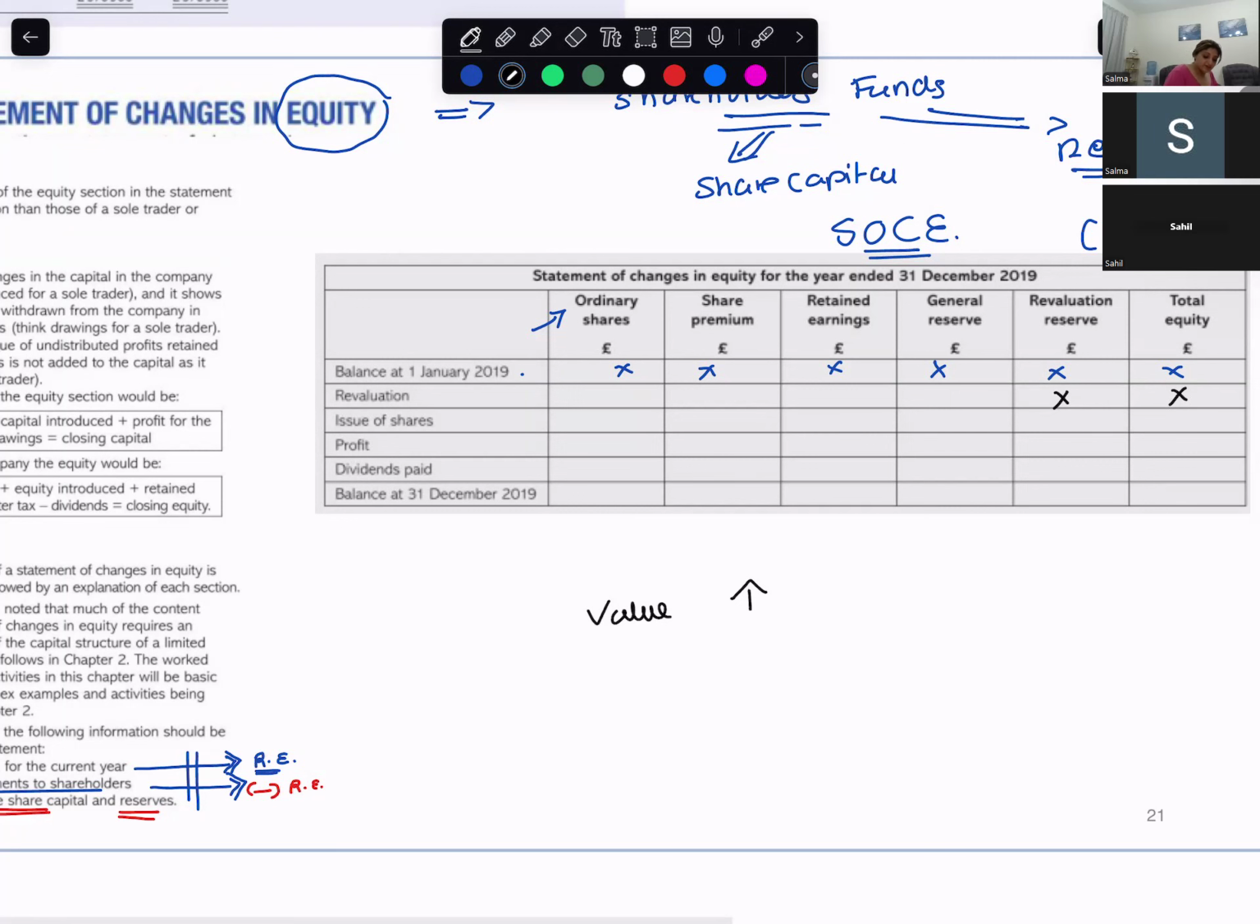Issue of shares. The shares that have been sold. If you have issued shares at face value, you will add it over here: 10 and 10. Suppose you've issued shares at a premium, an extra 5. So the 5 would come over here, and what will be added to the total is 15. This section will only rise because of the face value, for the ordinary shares, only the face value.